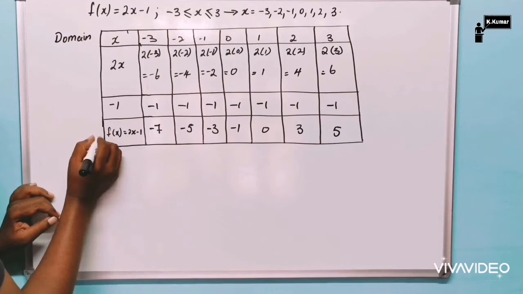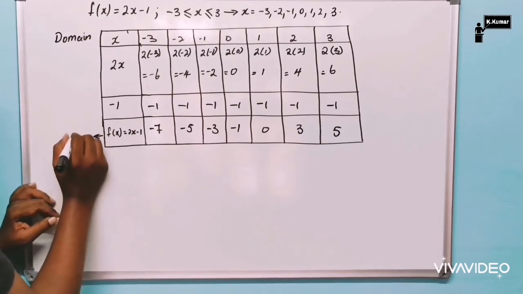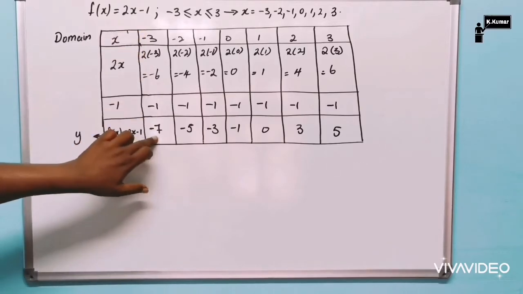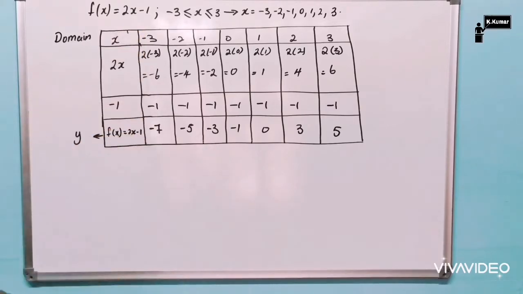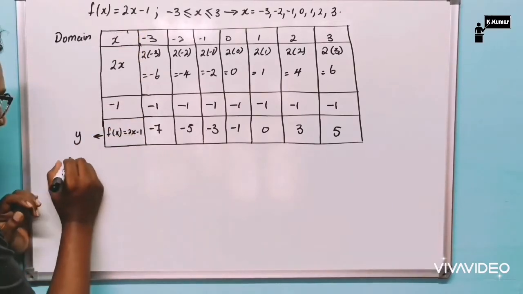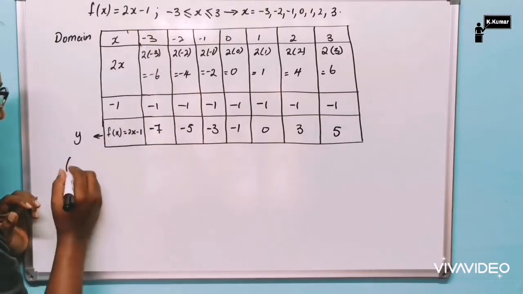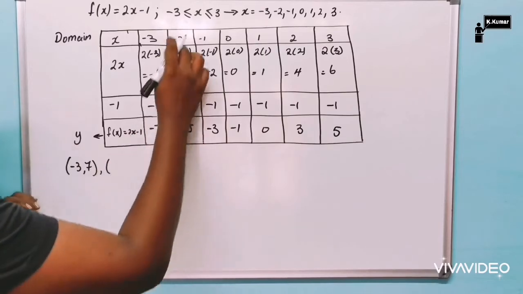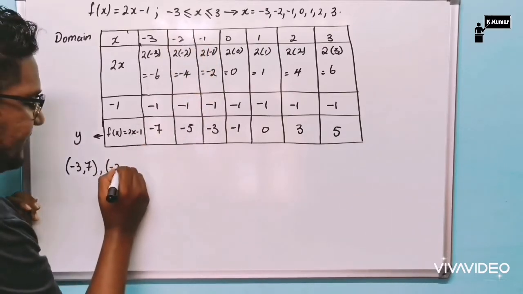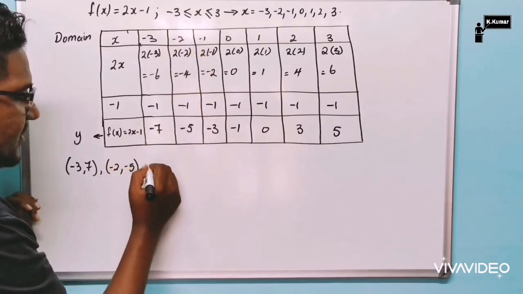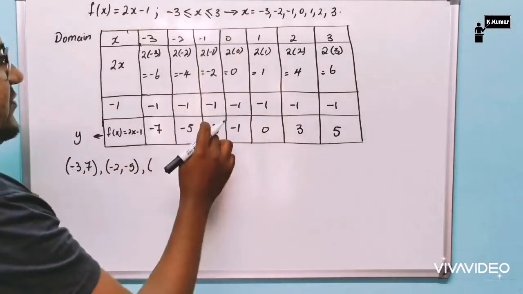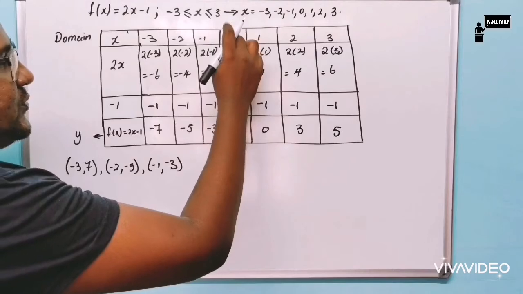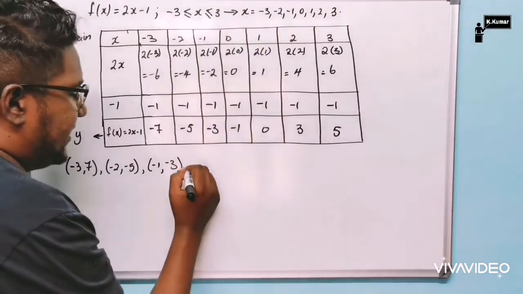So my answers down here would be my y values. So taking x and taking y, we could get our points that we have to plot. Our first point would be -3, -7. Our second point is going to be -2, -5. Our third point is going to be -1, -3. Our fourth point is going to be 0, -1.